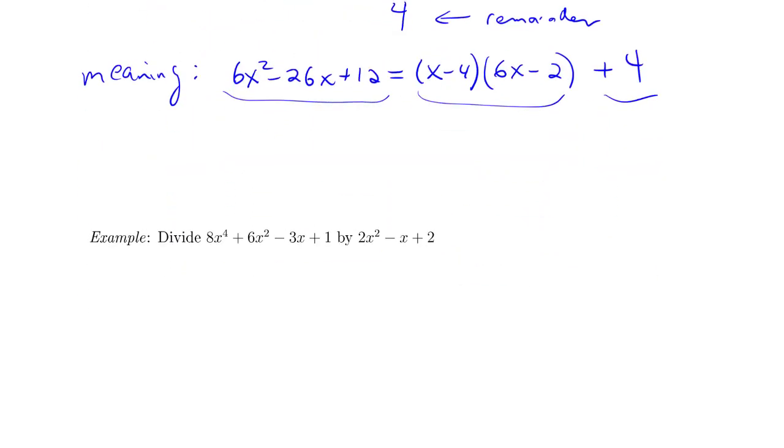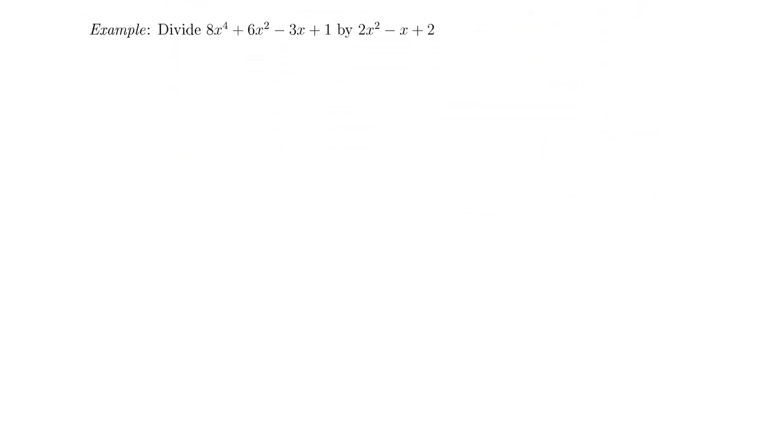Let's look at another one. All right, so this time, a little more complicated. We're going to divide this 4th degree polynomial by this quadratic polynomial. All right, still applies the same way. 2x squared minus x plus 2 is getting divided into 8x to the 4th.